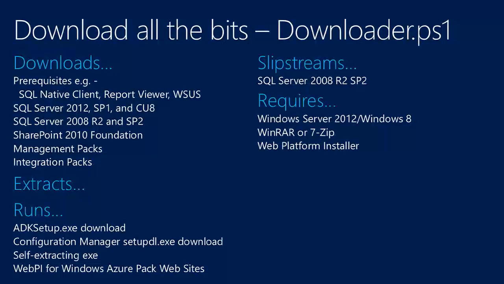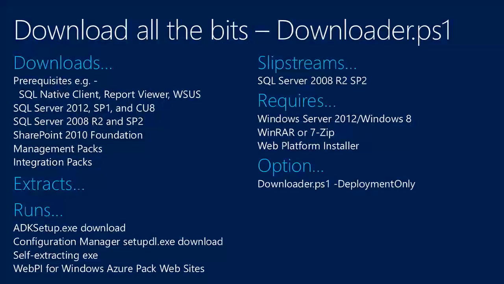The system that you run the downloader on requires you to be running Windows Server 2012, Windows 8, or newer. It requires you to have either WinRAR or 7-Zip installed, and it also now requires you to have the Web Platform Installer installed. It will warn you if it doesn't have any one of those things.